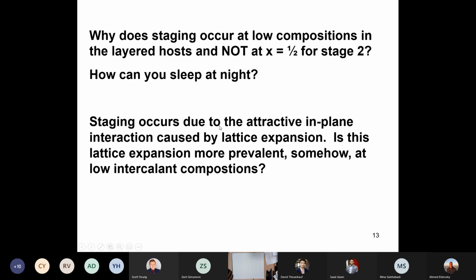And remember, staging occurs due to the attractive in-plane interaction caused by lattice expansion. Is this lattice expansion more prevalent somehow at low intercalate compositions for layered hosts like lithium cobalt oxide and titanium sulfide and tantalum sulfide?